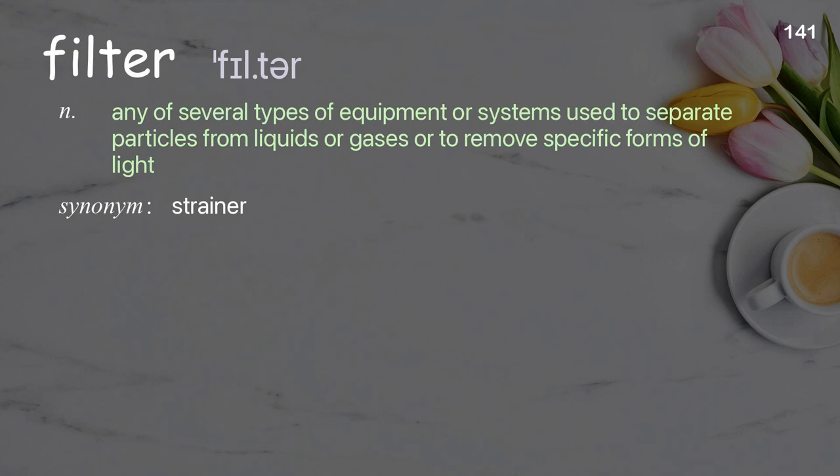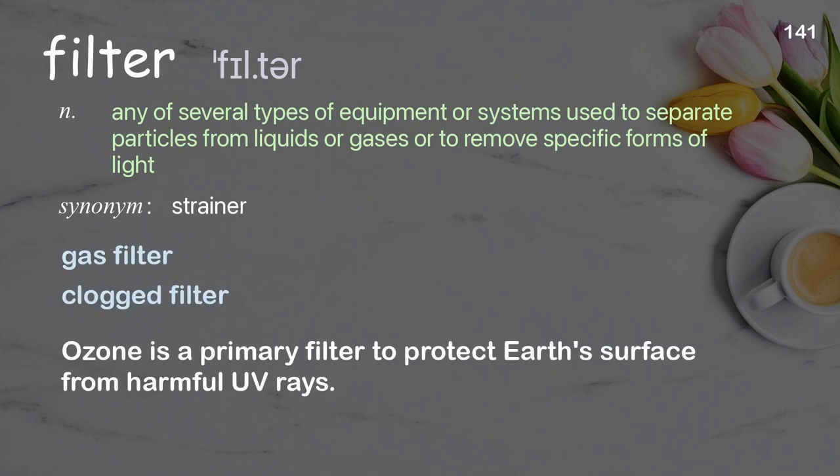Filter. Any of several types of equipment or systems used to separate particles from liquids or gases, or to remove specific forms of light. Examples: gas filter, clogged filter. Ozone is a primary filter to protect Earth's surface from harmful UV rays.